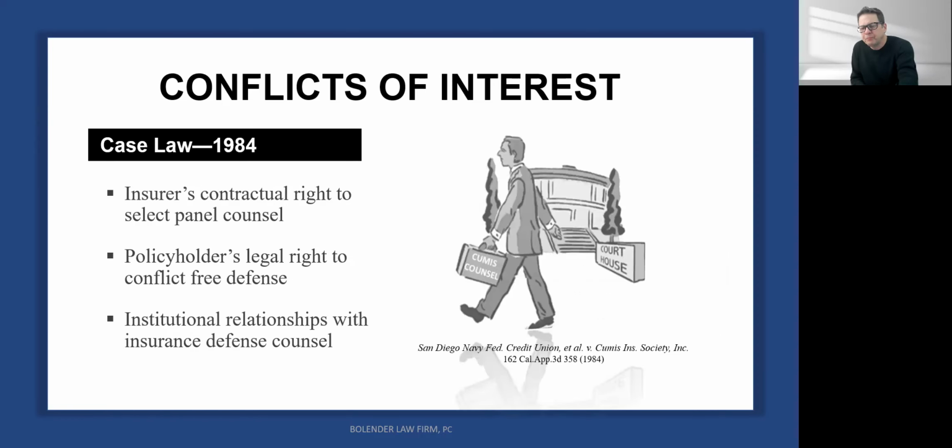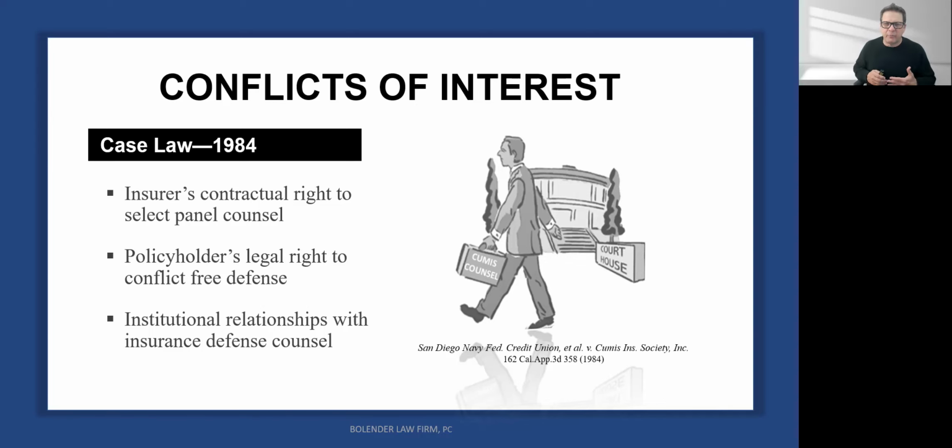Now, fast forward a decade or more to the famous Cumis case, and the conflict of interest issue arose again. And like the Executive Aviation Court, the Cumis Court seemed concerned about the institutional relationships between insurance company adjusters and outside insurance defense firms. Now, the facts of the Cumis opinion have really been eclipsed by the rule that's derived from its holding. It's actually been superseded by statute.